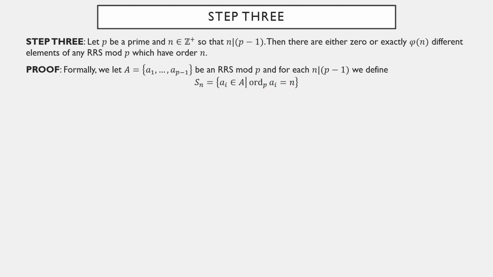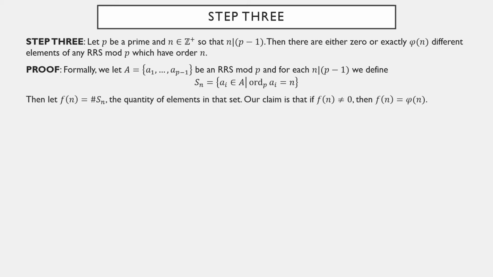So S sub 1 is everything whose order is 1. S sub 2, everything whose order is 2. S sub 3, everything whose order is 3, and so forth. But since the order has to be a factor of phi of p, we're only letting n range over those possible choices. Then I'm going to let f of n be how many elements were in that set.